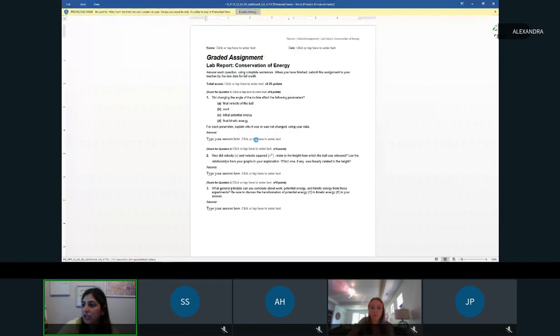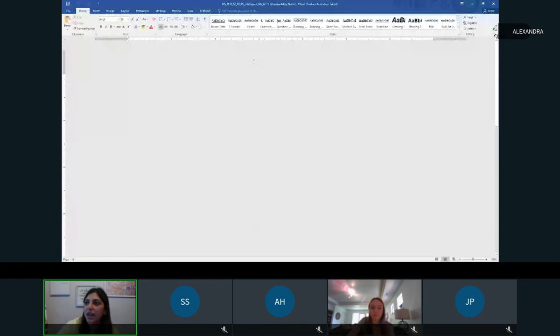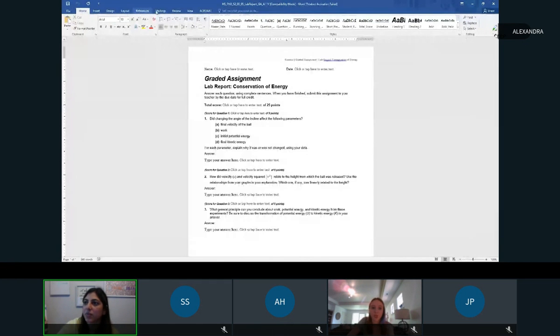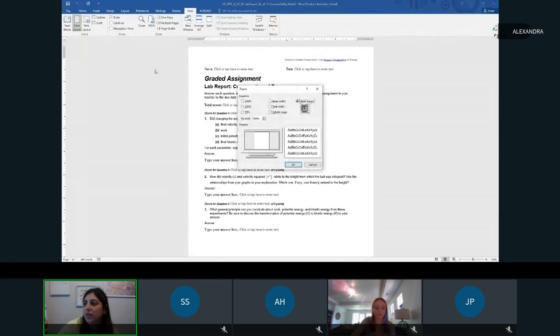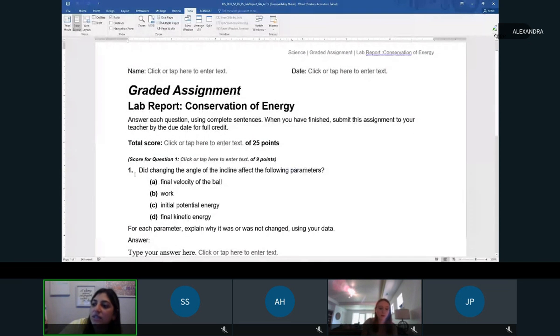So these are the questions that we're going to be answering and submitting in our lab report. A couple things to keep in mind while you're starting to get familiar with the lab. A couple things we're going to try to figure out. Did changing the angle of incline affect the following parameters? Did it affect the velocity, the work being done, potential energy, final kinetic energy? And why or why not?